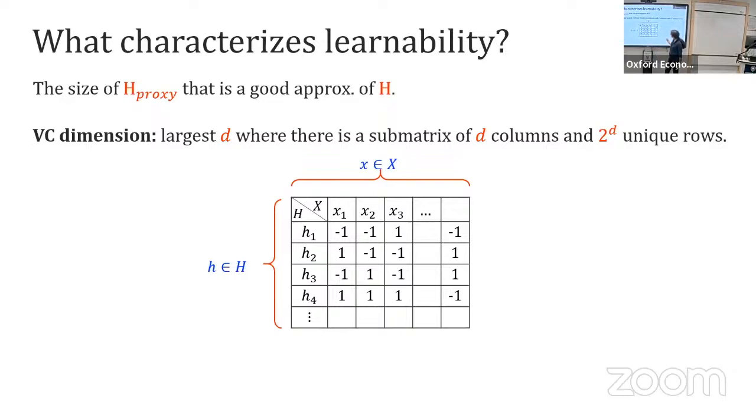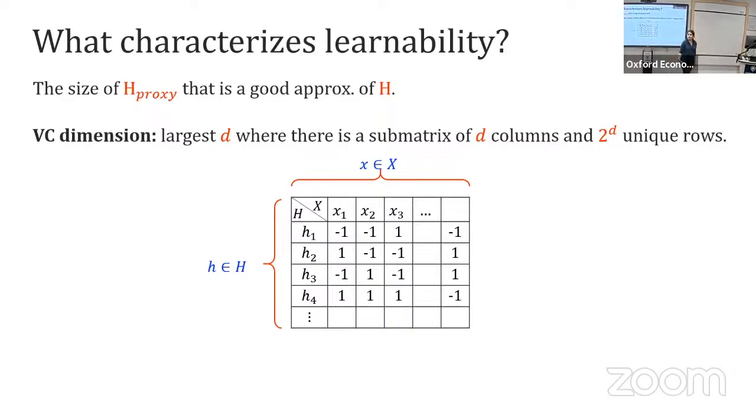That capacity says, imagine I have a table, you can think about it as a game table, where on the rows I have my functions, on the columns I have all possible feature labels. And what I want to say is that I want all these rows to be independent of each other, to be different from each other. So VC dimension is the largest D such that I can choose D columns so that I have all 2 to the D possible rows.